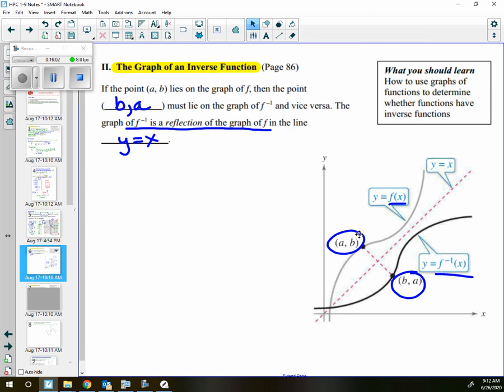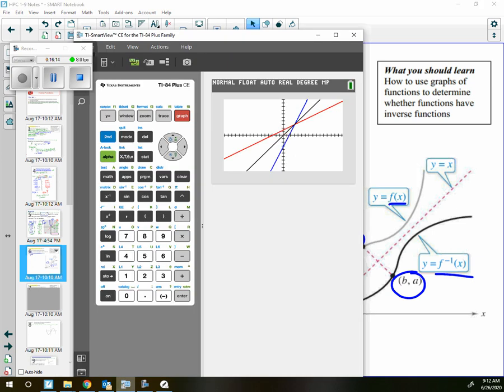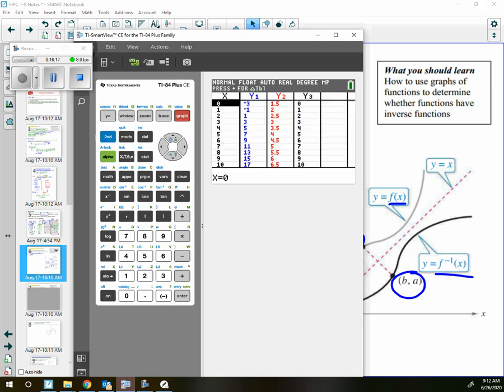That will be true. So that's a way to be able to identify inverses, right? We can look at the graph and the potential inverse graph and see if they have that symmetry. We can use the table. We can look at the values. So I'm going to go back to my graph here so you can see that. I'm going to go to my table. Ignore the y3, that's just y equals x, but look at the points in the table and you can see those flips.